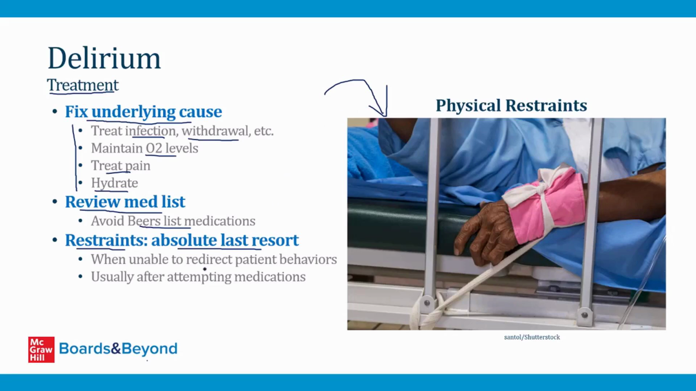You only want to use restraints when you're unable to redirect patient behaviors, and this is usually after attempting antipsychotic medications we'll talk about in a minute. Basically, you have to have exhausted every single other option before you administer restraints, and like I said, it's usually the wrong answer in a board question, not always, but usually.